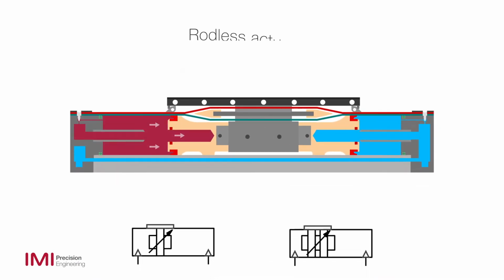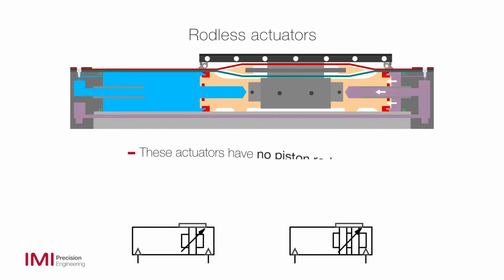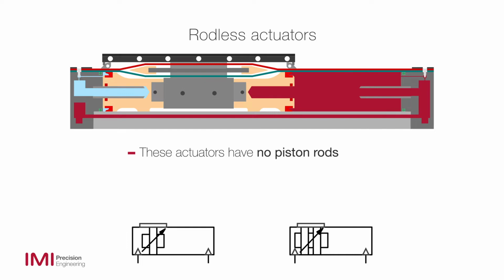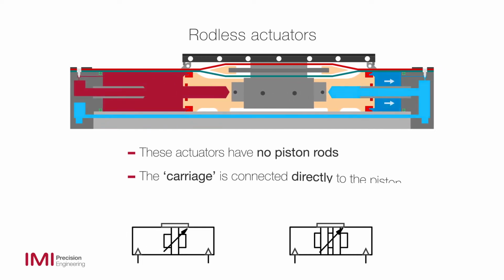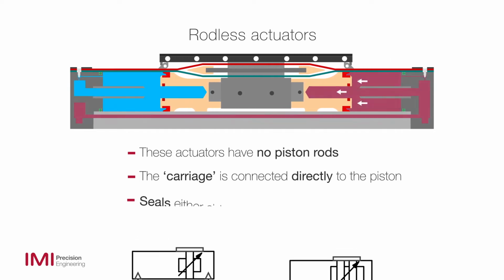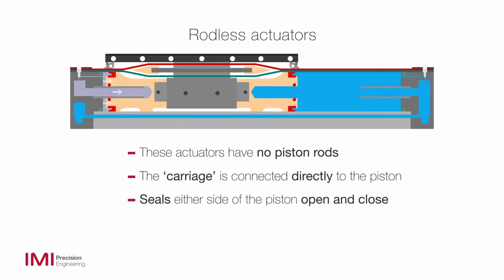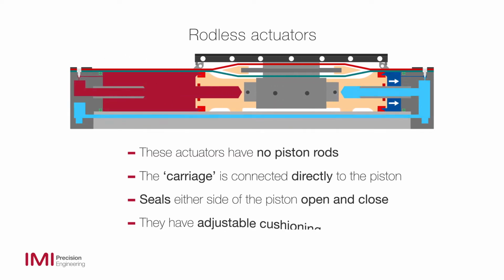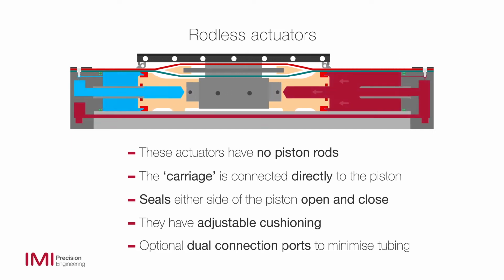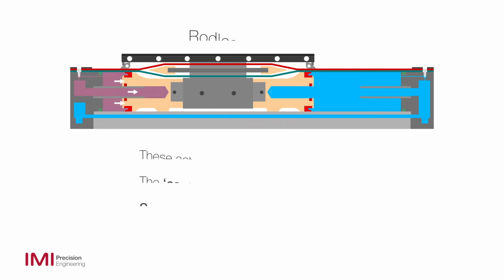Rodless actuators. As the name suggests, these actuators have no piston rods. One of the benefits of the IMI Norgren rodless, known as the Lintra Plus, is the carriage that moves externally and is connected directly to the piston. Seals either side of the piston open and close as it moves through a cycle. These cylinders have adjustable cushioning and optional dual connection ports to minimize tubing, allowing for easier installation.